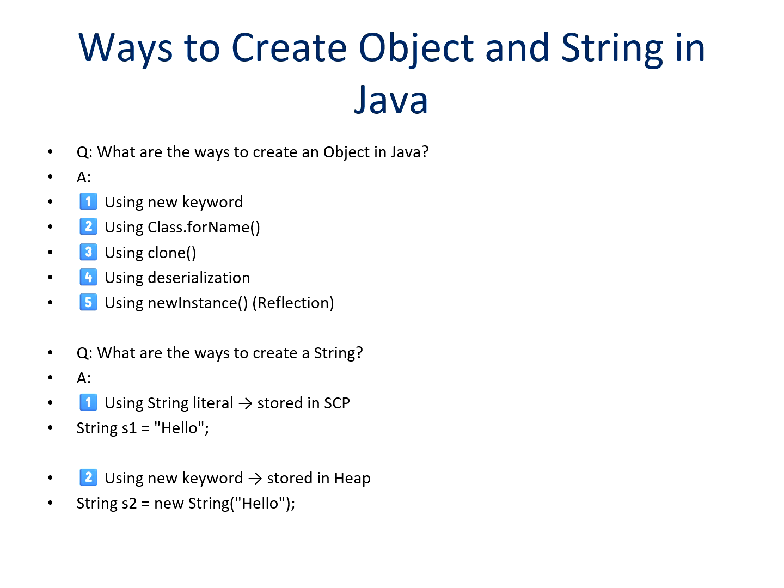Once we create the string using the literal, that is String s1 = "hello", it gets stored into the SCP, that is string constant pool. Another way is using the new keyword. When we create a string using String s2 = new String, in that case it gets stored into heap memory.